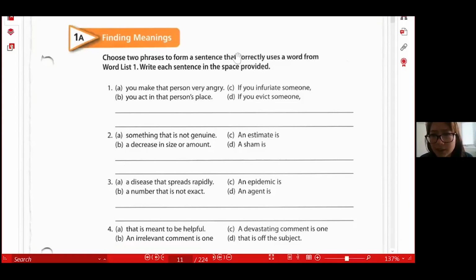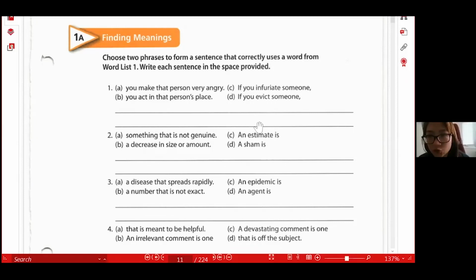Sarah Nee, do you want to try answering the first question? Sure. So C and A. C and A. So you just make the sentence together. If you infuriate someone, you make that person very angry. Good job.